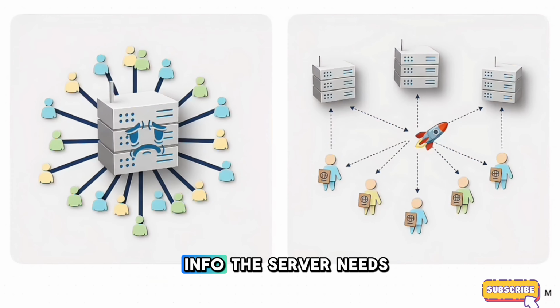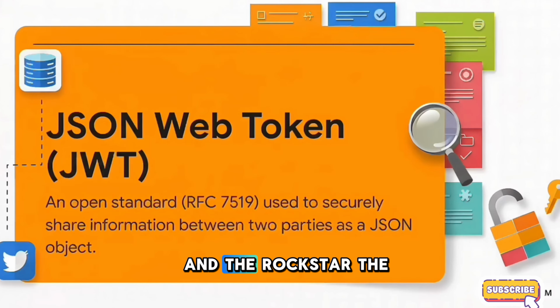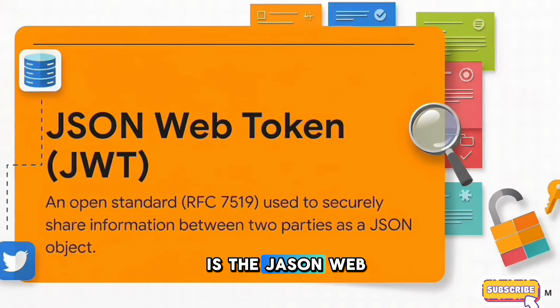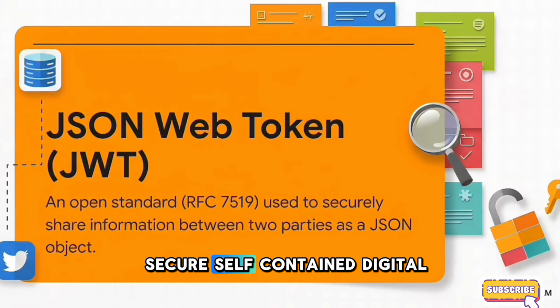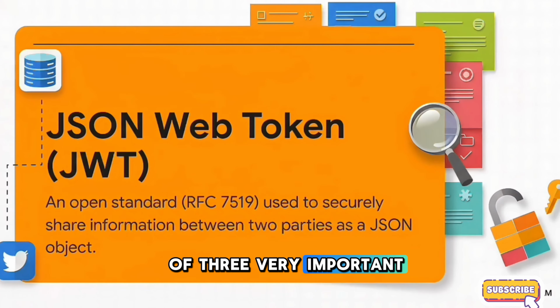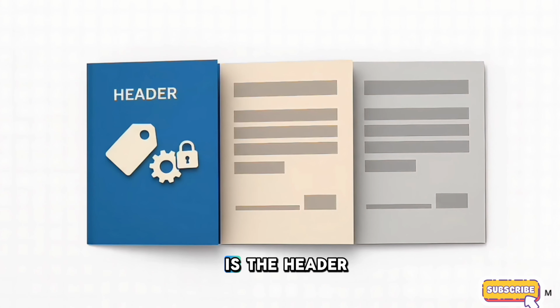This means all the info the server needs to know about you is packed right inside the token itself. The server doesn't have to remember a thing, which makes everything way more efficient. And the rockstar, the most popular format for these stateless tokens, is the JSON Web Token, or as everyone calls it, a JWT. You can just think of it as a secure, self-contained digital passport. It's really just a long string of letters and numbers, but it's made up of 3 very important parts, all separated by dots.